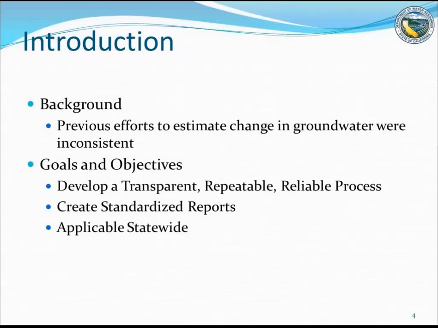After the publication of the California Water Plan 2009, it became clear that the department needed to provide a better way of estimating the change in groundwater in storage. That came from feedback from the public and from some internal review. So the department thought about that and determined that it was really important to develop a transparent, repeatable and reliable process that used groundwater level data to estimate changes in groundwater in storage, and also a process to create some standardized reports, something that we can apply statewide. So those were the goals and objectives.